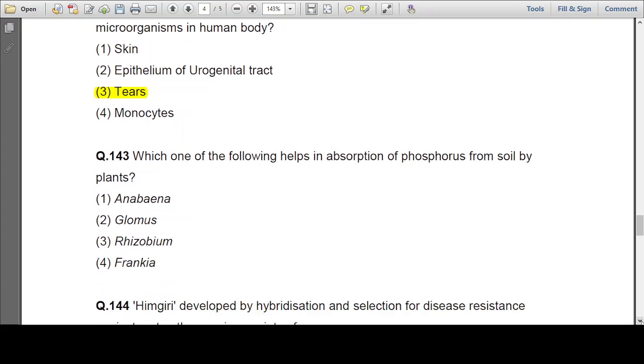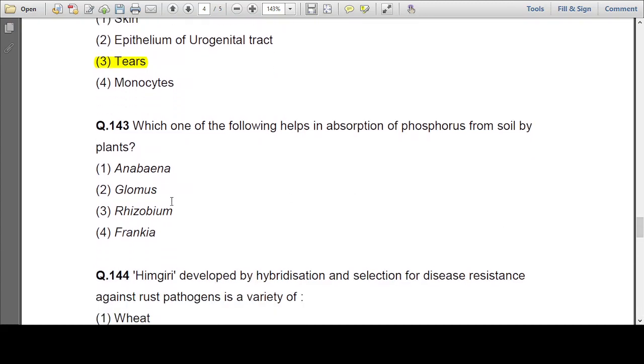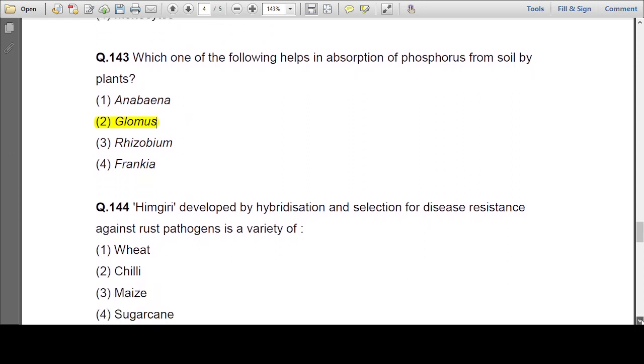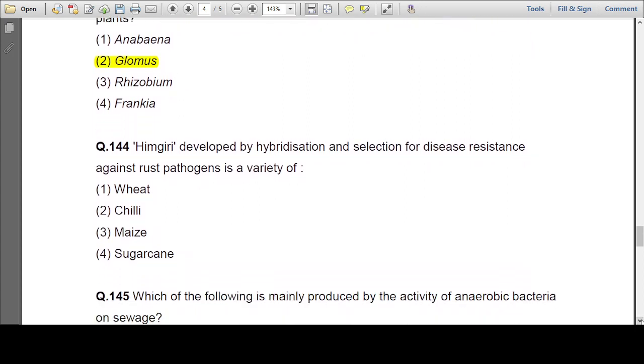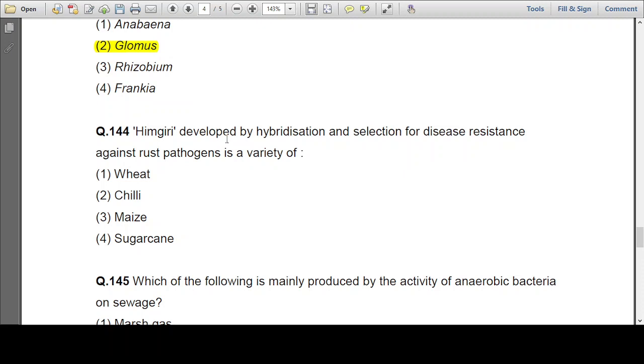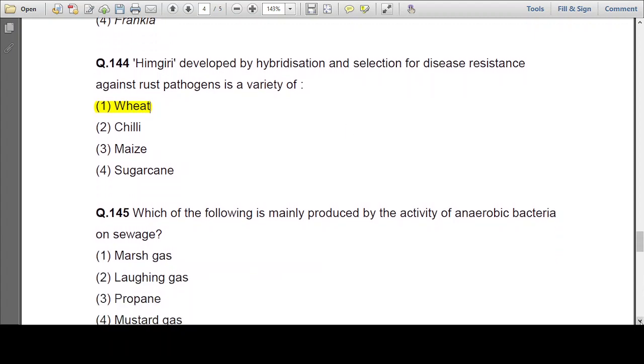Which one of the following helps in the absorption of phosphorus from soil by the plant? Yes, the correct answer is Glomus. Glomus is specific for phosphorus, so you should know it very well. Himgiri, that's very simple, for wheat. You have to solve the question by looking at the options and finding the keyword in the question. You do not need to read the entire question, but in some cases you need to, because there may be some confusion.